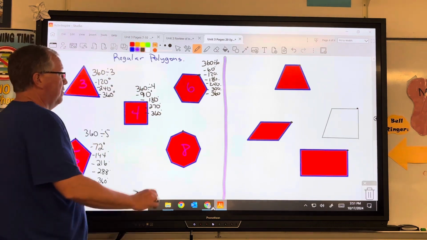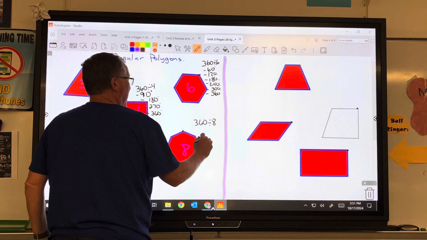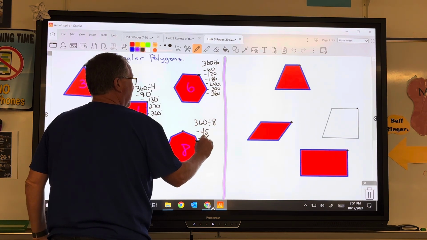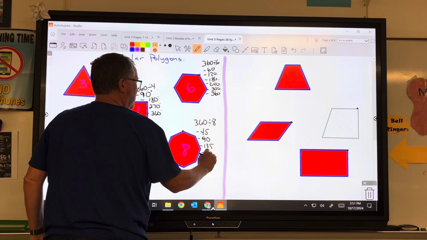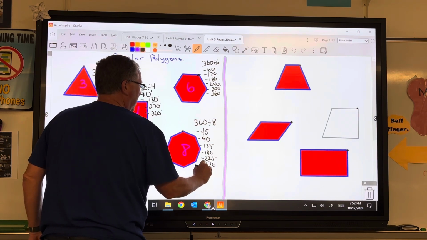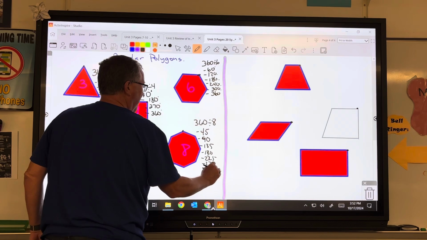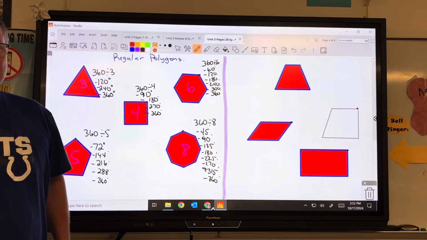And the last one I'll do real quick over here, we have 360 degrees, we divide it by 8, that's 45, so it's going to happen at 45, 90, 135, 180, 225, 270, 315, and 360 degrees. That is our octagon. So it's going to happen the same way.